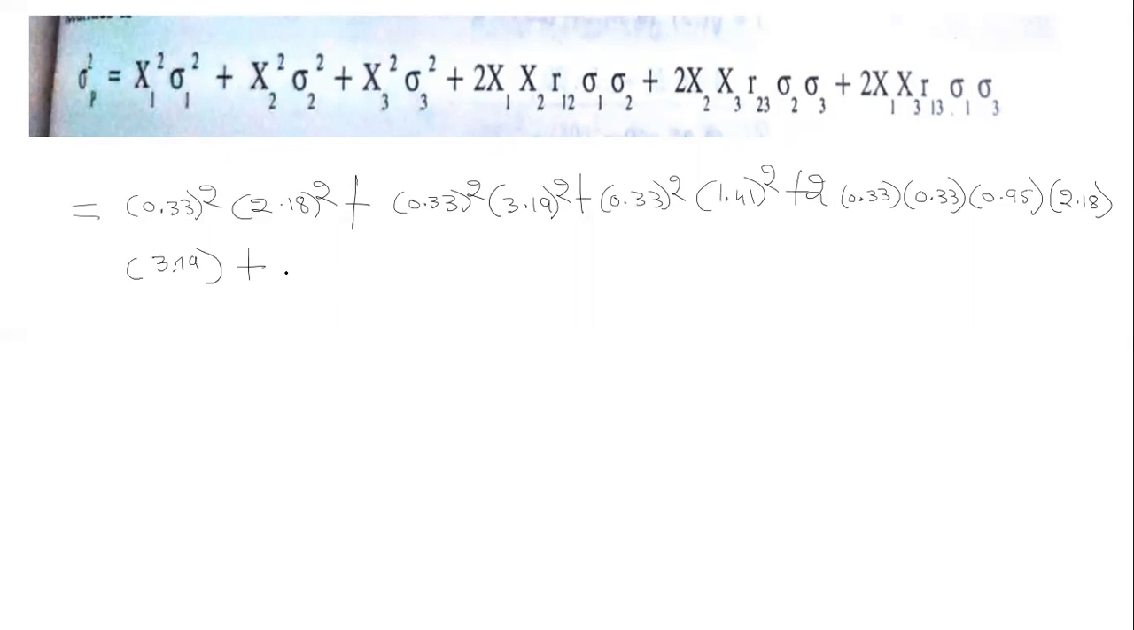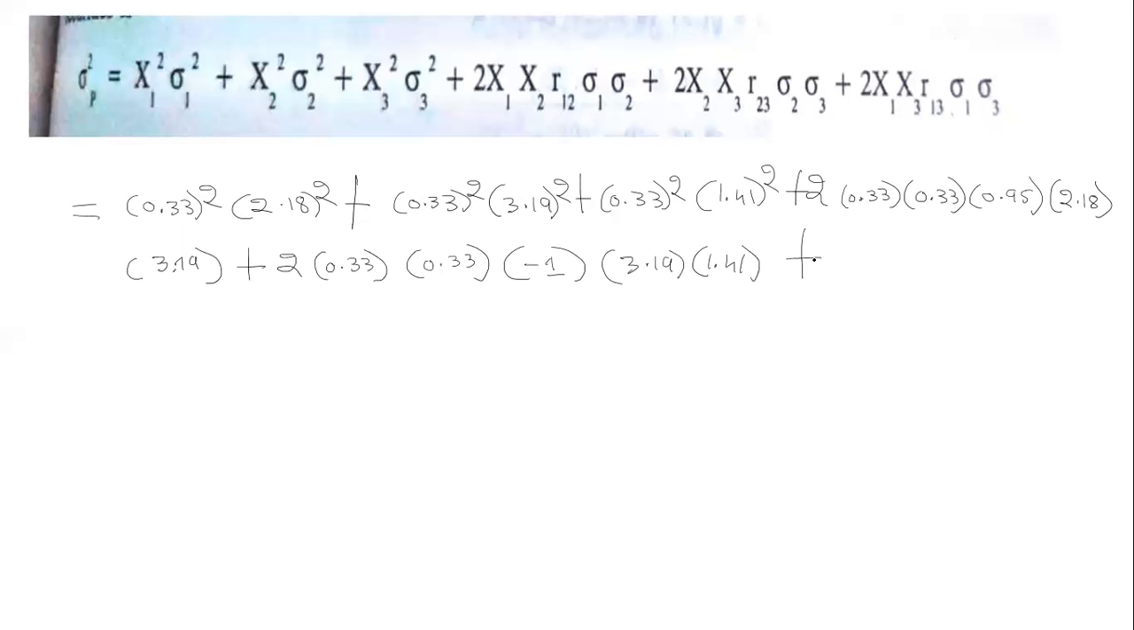Now we are going to calculate it for the B, C. So depends on us, whatever. So next is BC. So we'll take that. So 2 into 0.33, 0.33, and the correlation coefficient between B, C, that is -1. Okay, that we have calculated, -1. Okay, into standard deviation of security B is 3.19, and for C is 1.41.